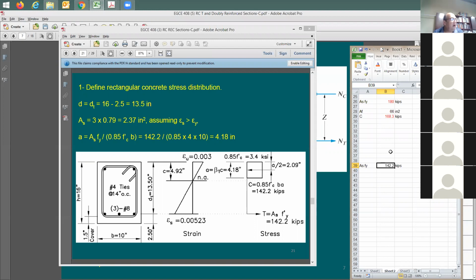142.2 kips. How much is the A value that we ended up with? A value in this example, can you see it? You see the number here? Okay. So how much is the area of the concrete? 10 by 16, so 10 by the area of the concrete exposed to compression, 10 times 4.18. Do you guys know where I get this number from? From A. This is the 4.18 times the width. All right? How about the compression force?